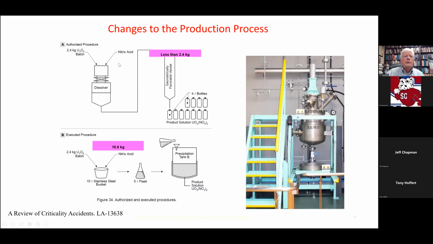The authorized procedure was to dissolve the uranium oxide into nitric acid and then bring out under 2.4 kilograms into the bottles. I'm told that they were hurrying. What they did was they poured 16.6 kilograms into a bucket and put that into the precipitation tank. So like all of these criticality accidents, either solid or liquid, you have over a critical mass, and then you have an excursion.